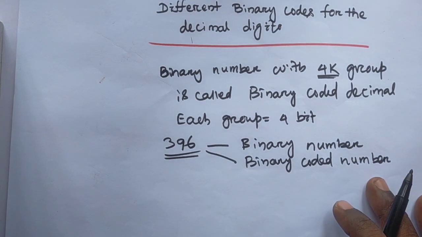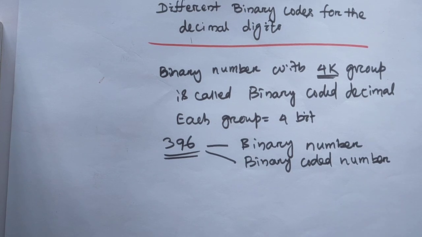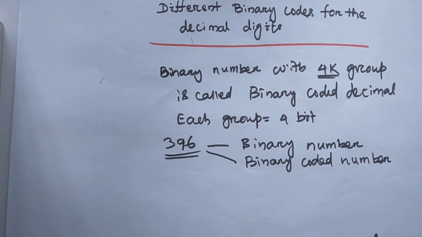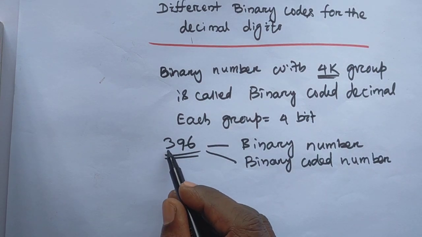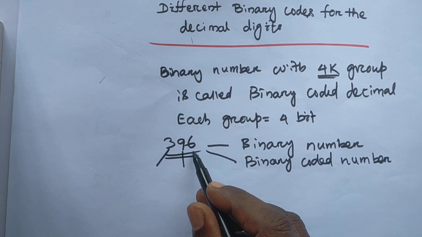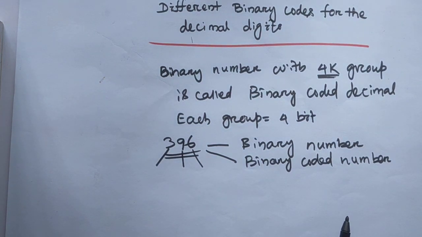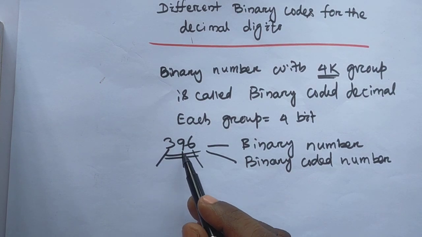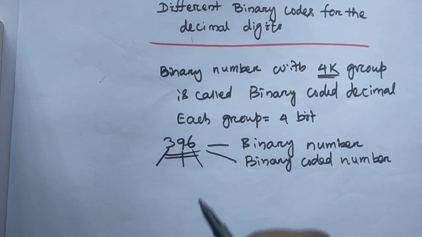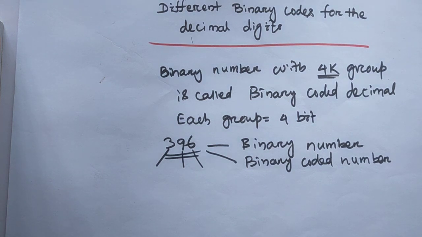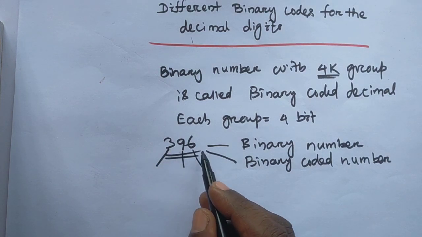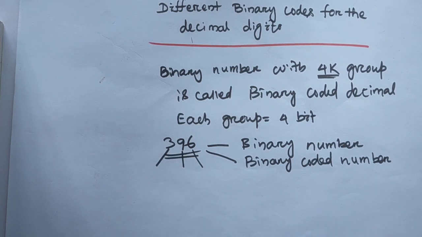If we go through the binary coded number, we find each individual digit in binary form, not the whole number. Suppose 3, 9, 6: 3 numbers, 3, another 9, another 6. Individual digits converted to binary form give a binary coded number. If 396 is converted to a binary coded number, what is the corresponding binary form?